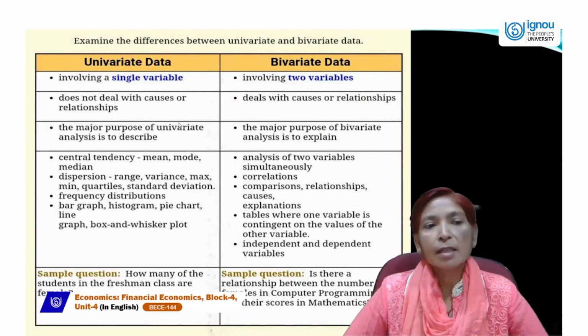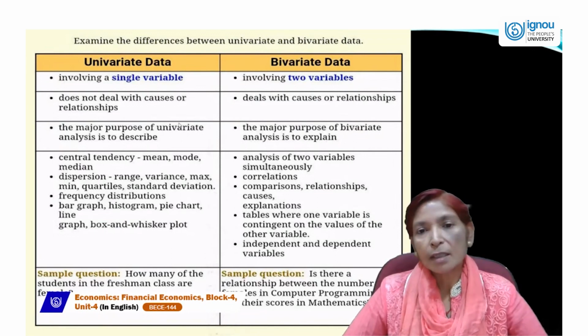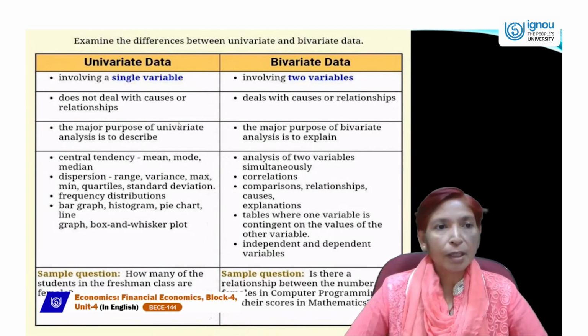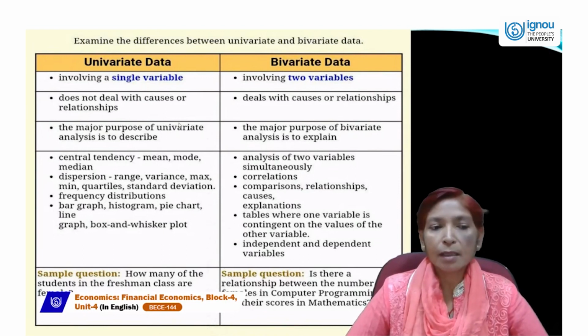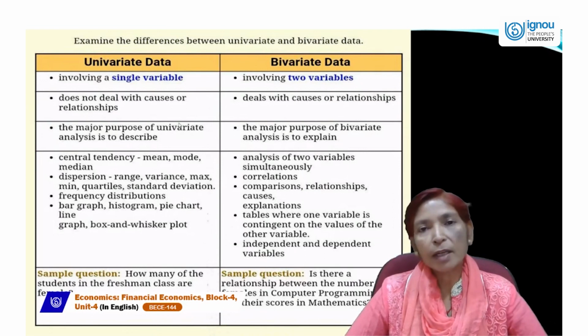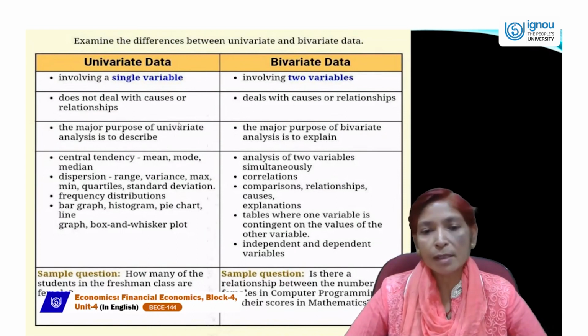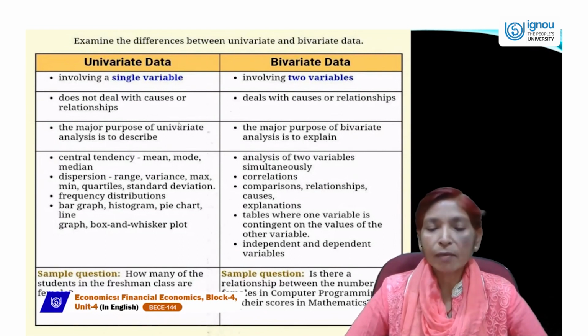The major purpose of univariate data is to describe, and the main purpose of bivariate data is to explain. Univariate data includes mean, median, mode, dispersions like range, variance, maximum, minimum, quartile deviation, standard deviation, frequency distribution, bar graph, histogram, pie chart, line graph, and box and whisker plot. In bivariate data, we have analysis of two variables: correlation, regression, comparisons, relationship, causes, explanation, and tables where one variable is contingent on the values of the other variable, independent variable or dependent variable. These are examples of bivariate data.